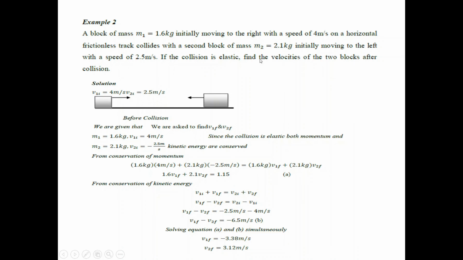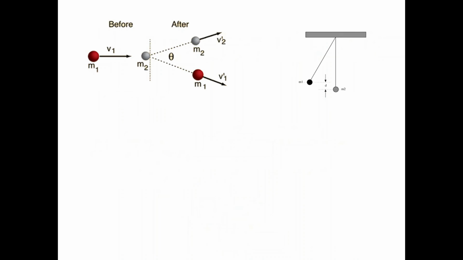After the collision, the velocities of the two blocks are not known. The first mass, m1, is given, and mass 2 is already given, initially moving towards the left. We need to find the velocities of the two blocks after they collide with each other, which is very simple. Okay, there is also another example that you need to consider.